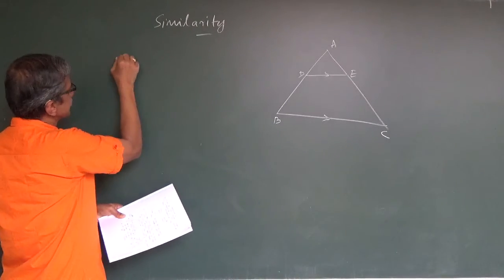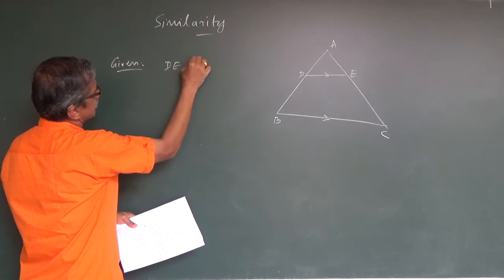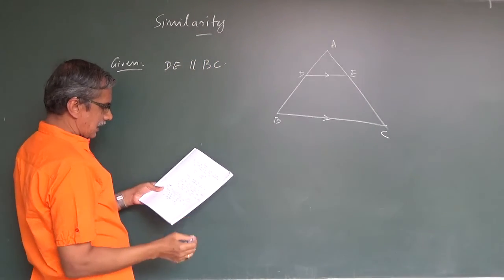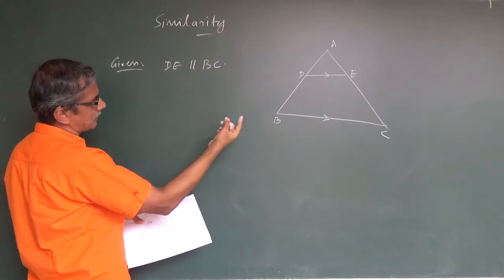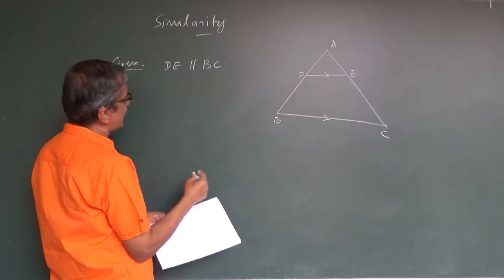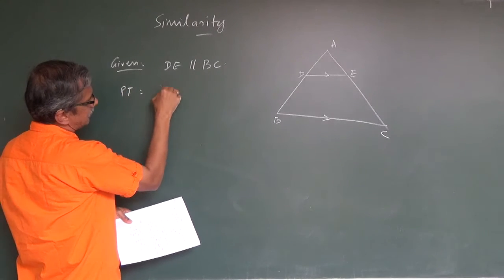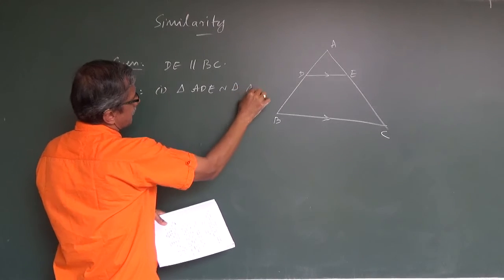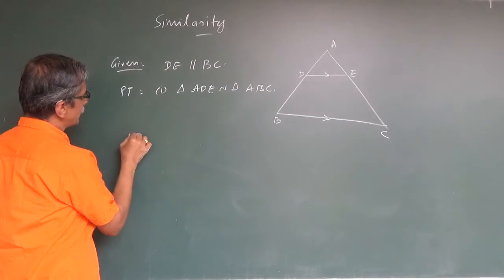What is given is DE is parallel to BC. We have to prove that triangle ADE is similar to triangle ABC. This is easy, you know this easily. Let us do this proof first.